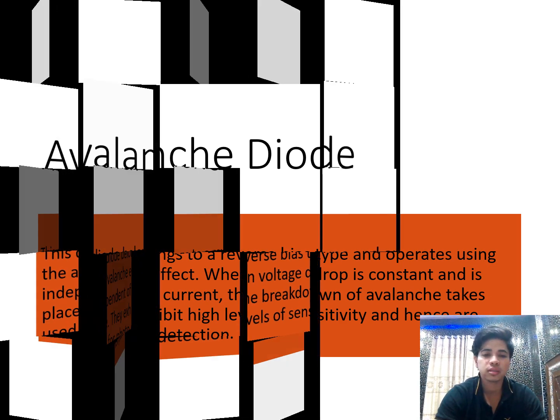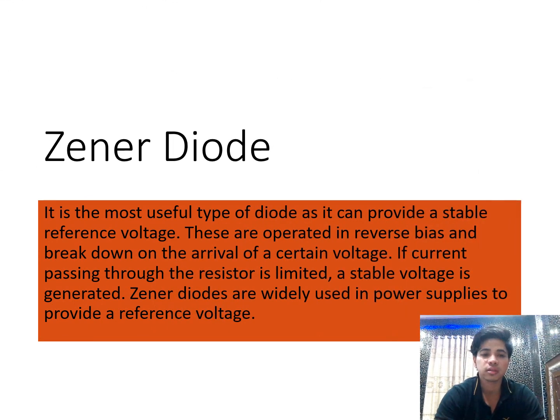Zener diode. It is the most useful type of diode as it can provide a stable reference voltage. These are operated in reverse bias and break down on the arrival of a certain voltage. If current passing through the resistor is limited, a stable voltage is generated. Zener diodes are widely used in power supplies to provide a reference voltage.